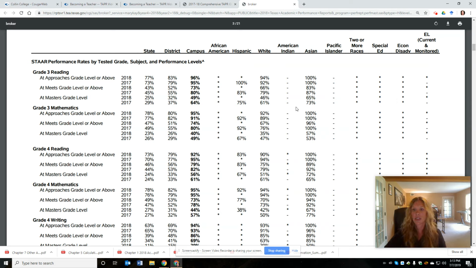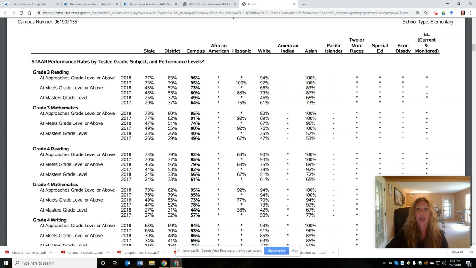Now you'll see that there are dashes, and you'll see that there are asterisks. The dashes mean that they don't have any American Indians or Pacific Islanders who took this 3rd grade reading test. The asterisk means that they did have African Americans, they did have 2 or more races, they did have SPED, they did have this, they did have this, but there were fewer than 10 students in that area who took that test. And when you have fewer than 10, they don't report out those numbers. So they just put the asterisk there.